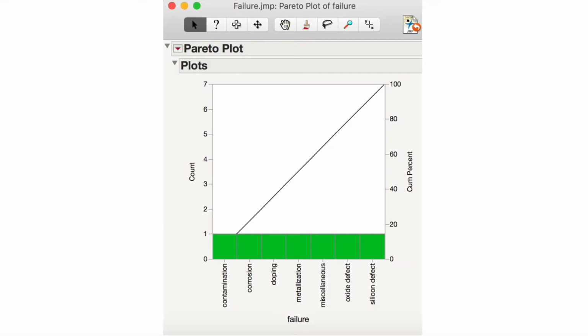You can see the green individual bars that represent contamination, corrosion, doping, metallization, miscellaneous, oxide defect, and silicon defect. You can also see the line that represents the cumulative percent that increases to 100. The cumulative line corresponds with count on the left, and that is how we use the 80-20 rule to tell if it is out of control.